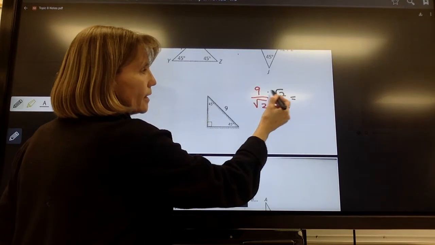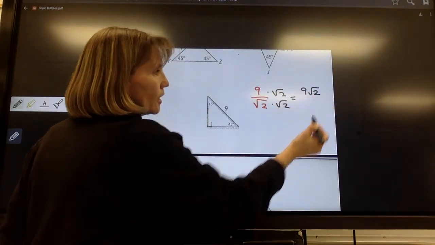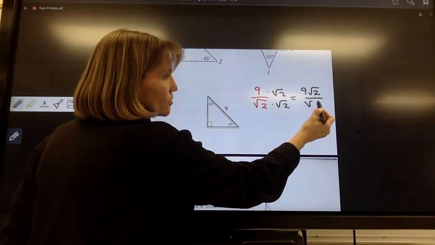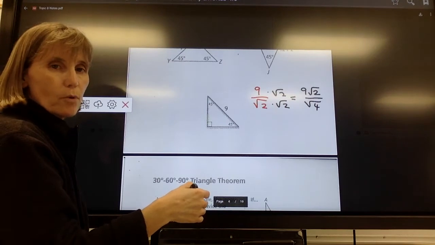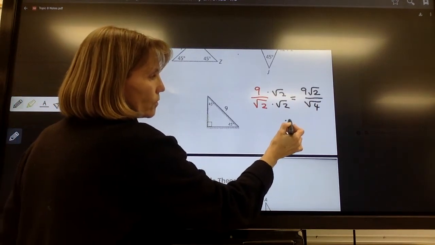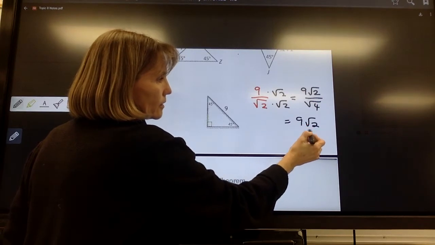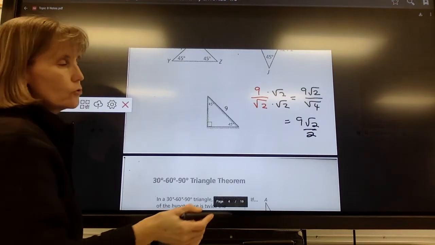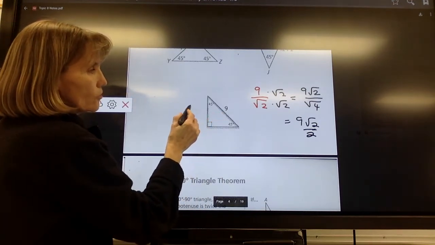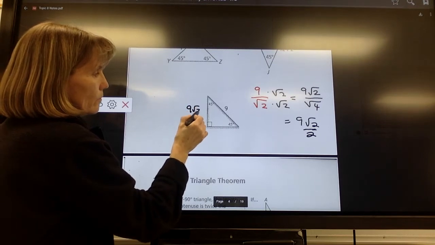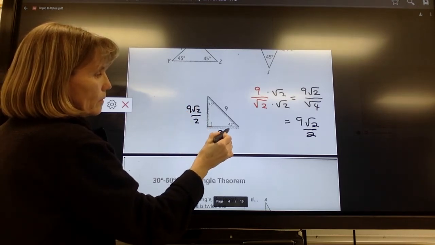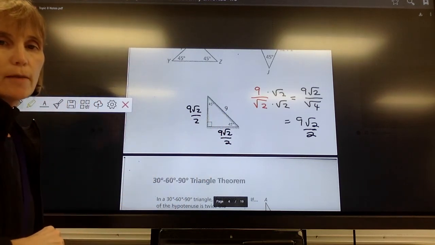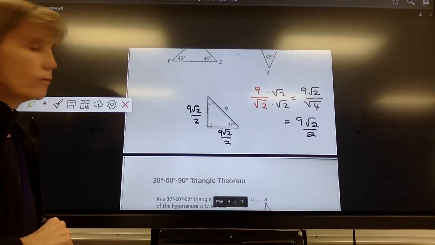So when I take 9 times the square root of 2, I just get 9 square roots of 2. And in the bottom here, the square root of 2 times the square root of 2 is the square root of 4. Now we know what the square root of 4 is. What's the value for the square root of 4? Okay, that's going to be 2. I'm sorry, not a 7. That's going to be a 2. So we get 9 square root of 2 over 2, and we're going to leave our answer that way. Those are the lengths of the two legs. That would be the length of the hypotenuse. That's a 45, 45, 90 triangle.